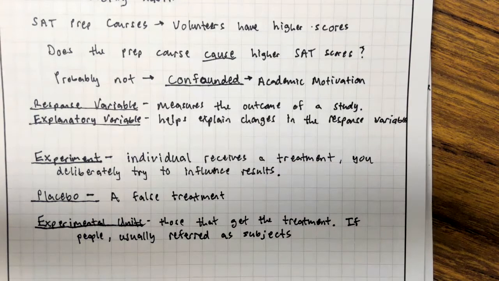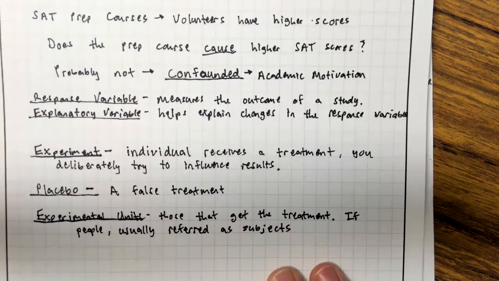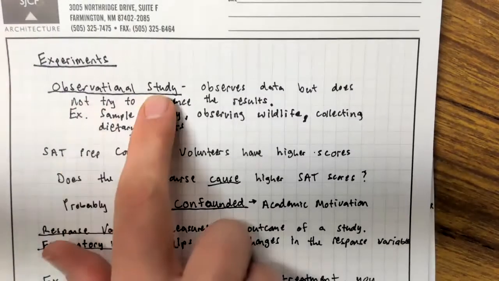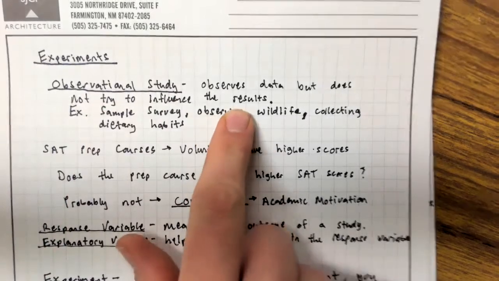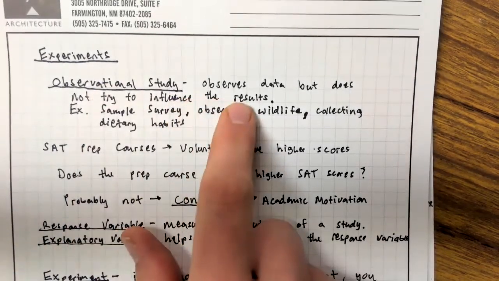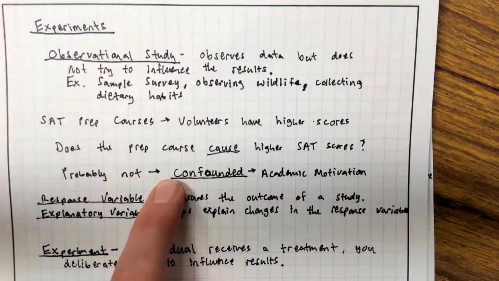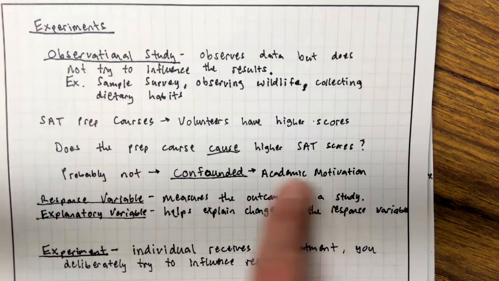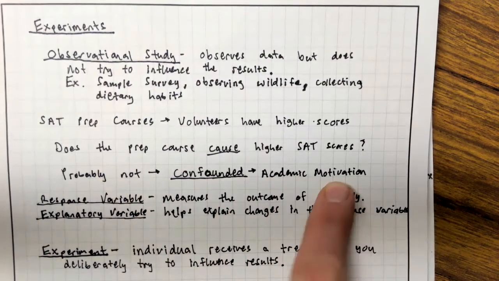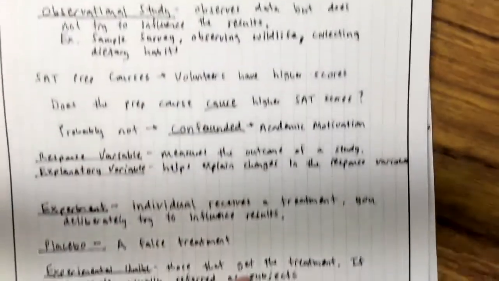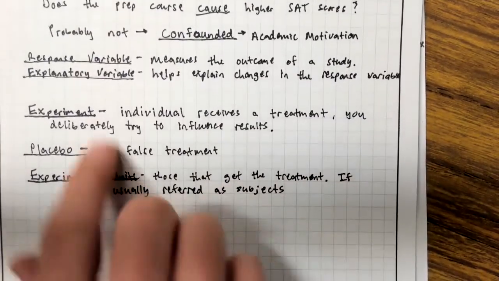For designing experiments, we'll wait until the next video. There's a lot of things to consider when you do that. We'll also talk about factors and levels and all kinds of other stuff. But anyways, the basics is observational studies don't try to influence the results. The issue with observational studies, since they're not trying to influence the results, is that your situation is probably going to be confounded by some other variable. Some other variable is explaining the change in the response variable. Explanatory and response we've already talked about before in terms of regression.